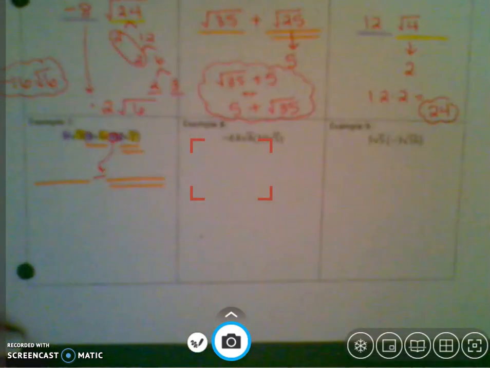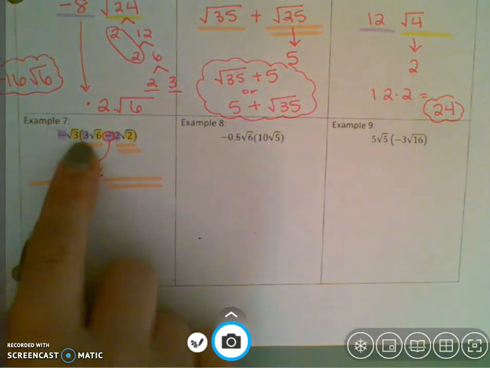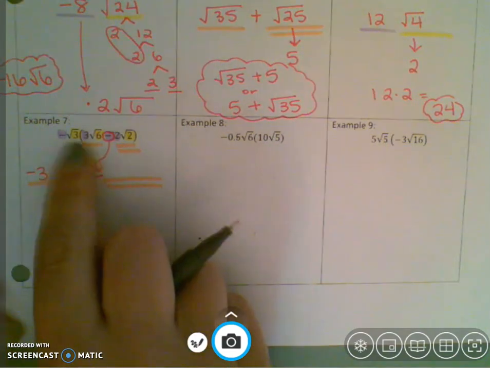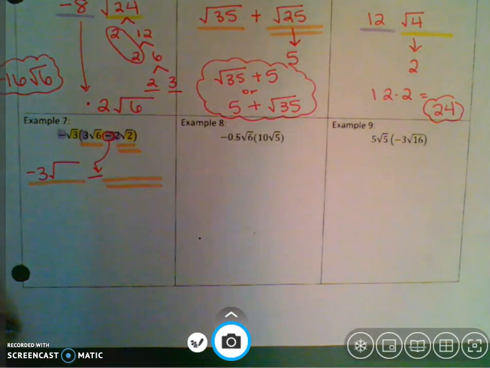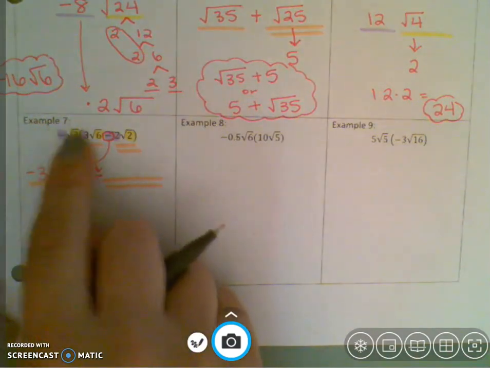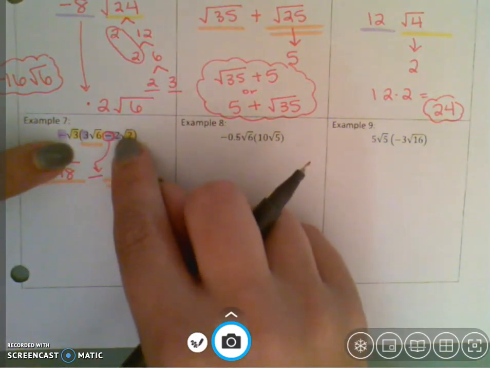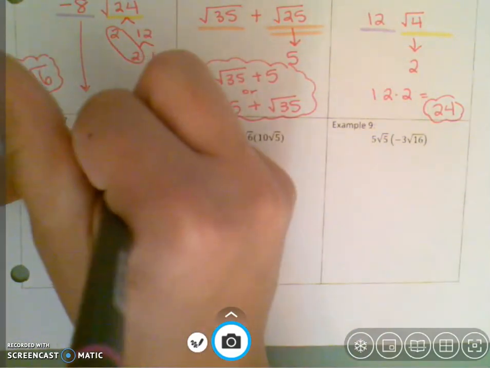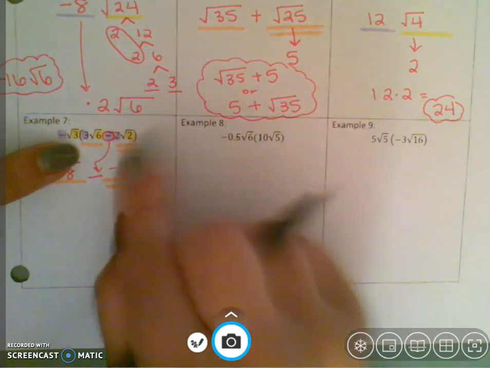So for this first one, we have outside times outside. So negative times 3 is a negative 3. Inside times inside is the square root of 3 times 6, which is 18. Now we have to take this one out here and go to the next one. So negative times just 2, remember, we're ignoring the sign in between. Negative times 2 is a negative 2. Inside times inside is a 6.